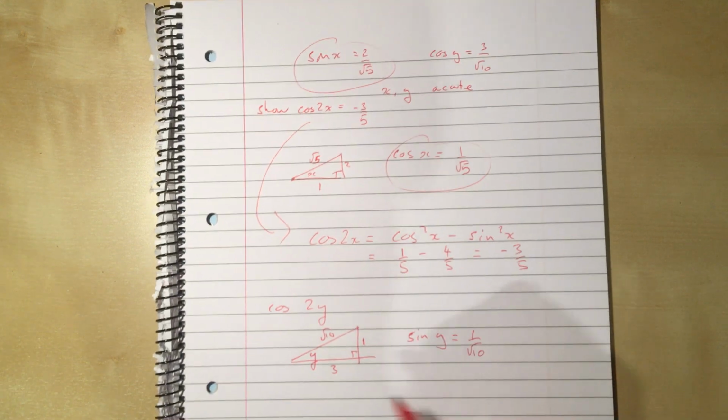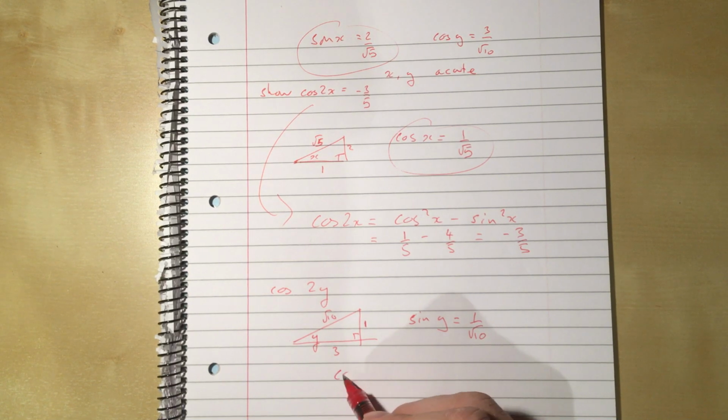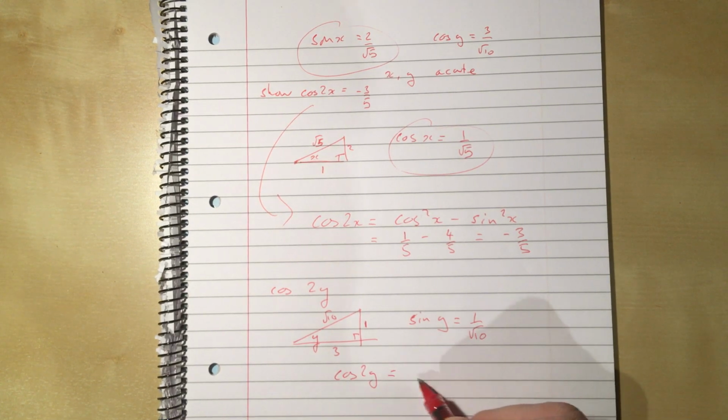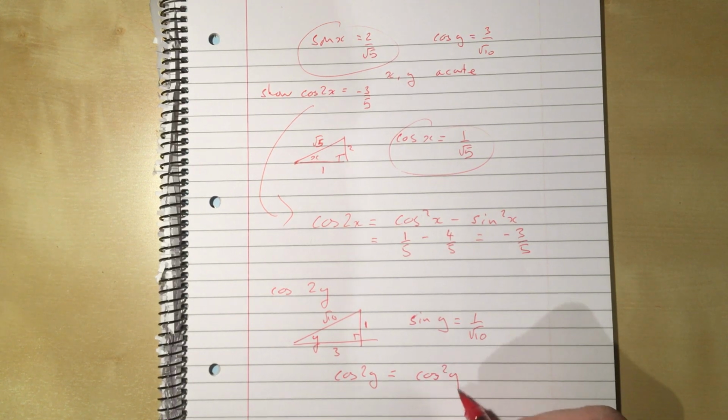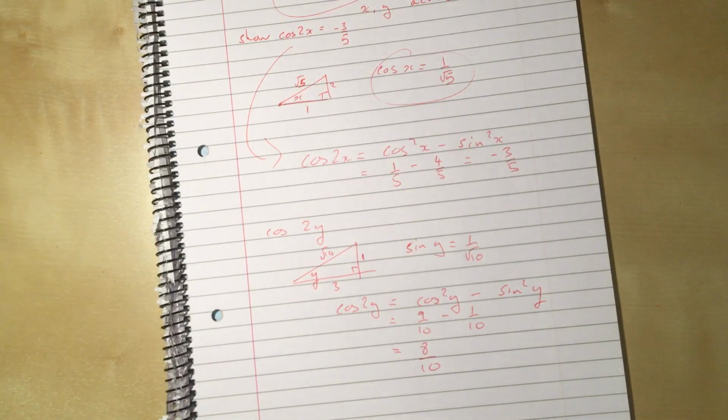And then what do we need to do? Cos 2y is what we're trying to find. So cos 2y is cos squared y minus sin squared y, which is 9 over 10 minus 1 over 10, so 8/10, which is, I hope, the answer in the back of the book. I haven't checked. Hopefully it is.